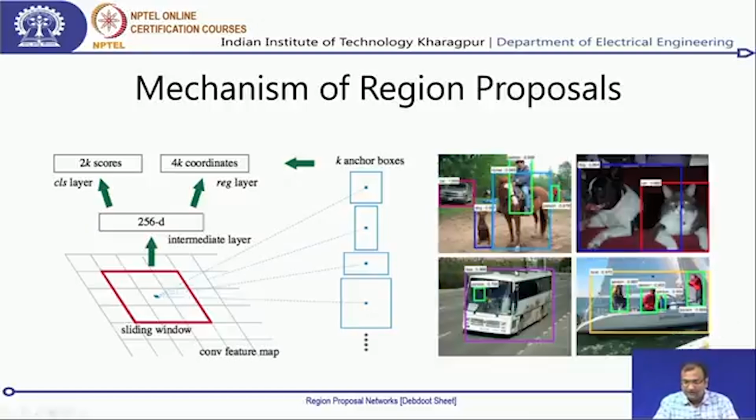Now, this is an interesting one where there is one proposal within another proposal. You have a bus and you have the driver who is driving the bus. The driver is a person, and this proposal is located within the proposal for the region of the bus itself. Then over here I have a boat and these people. The people are sitting on top of the boat, so it makes person predictions and it also predicts a boat. So, this is how the mechanism of region proposal essentially works.